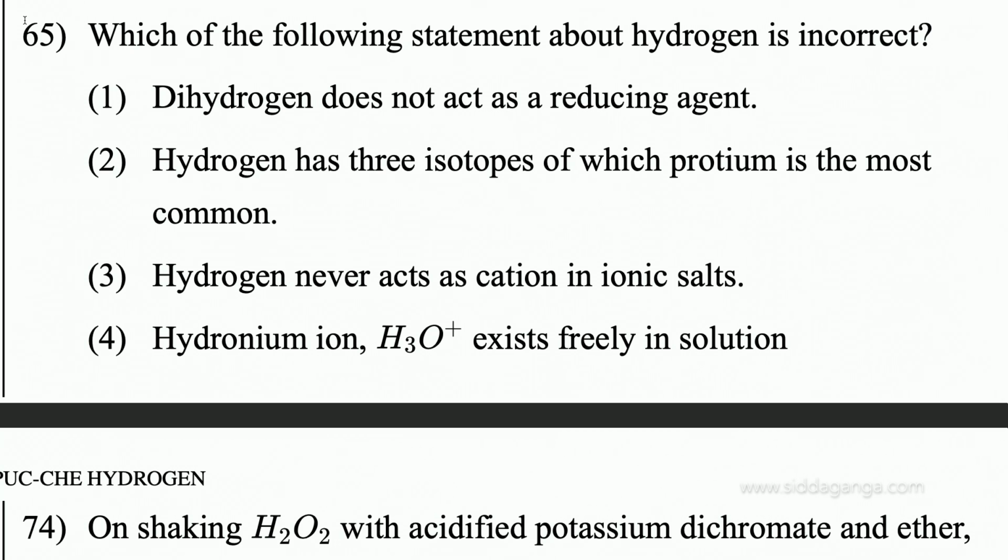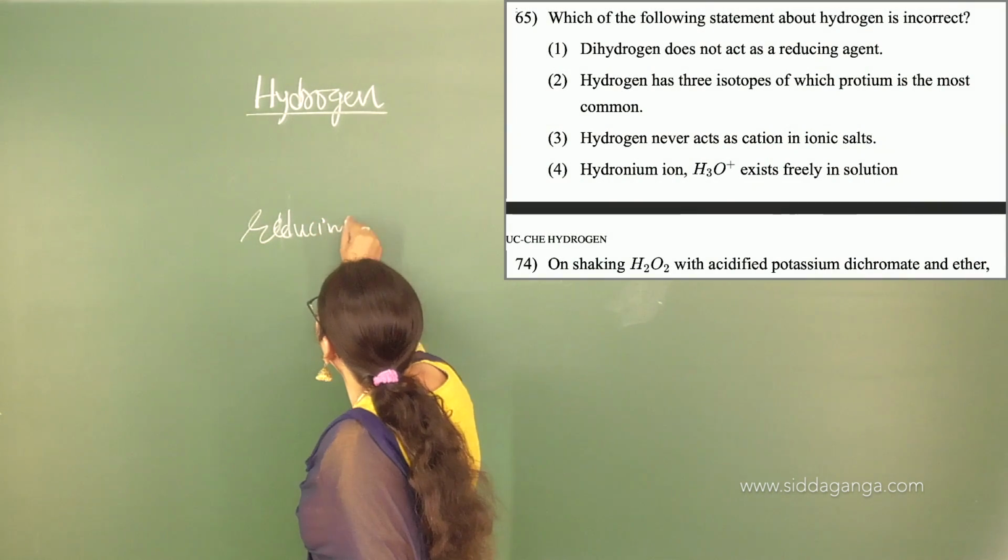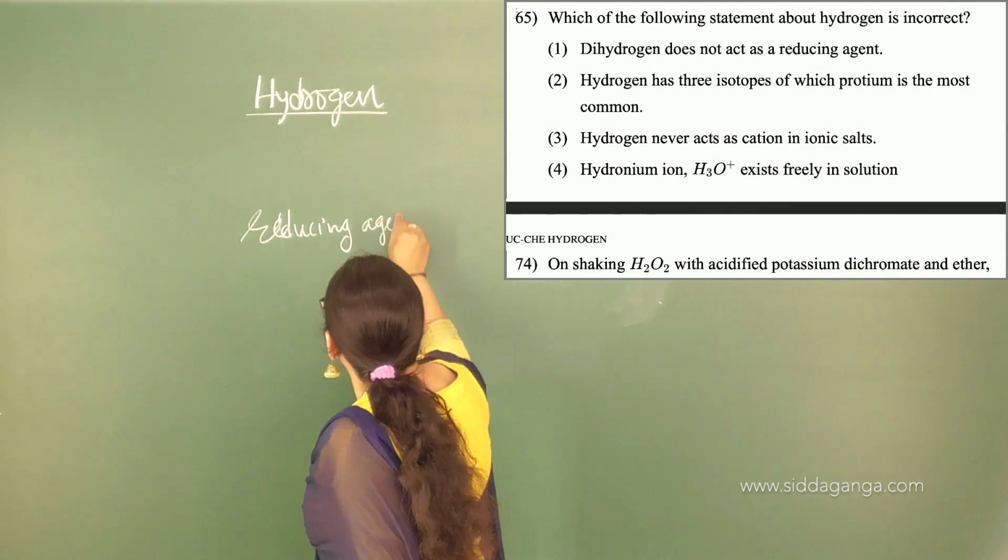Dihydrogen does not act as a reducing agent. Hydrogen has 3 isotopes, out of which protium is the most common. Hydrogen never acts as a cation in ionic salts. Hydronium ion exists freely in solutions. Okay, so the answer for that one is the first one. Hydrogen does not act as a reducing agent. You know that hydrogen is a very good reducing agent.